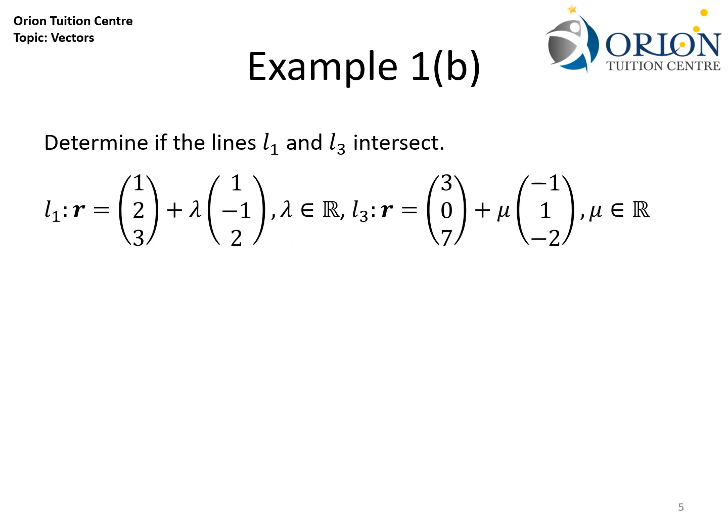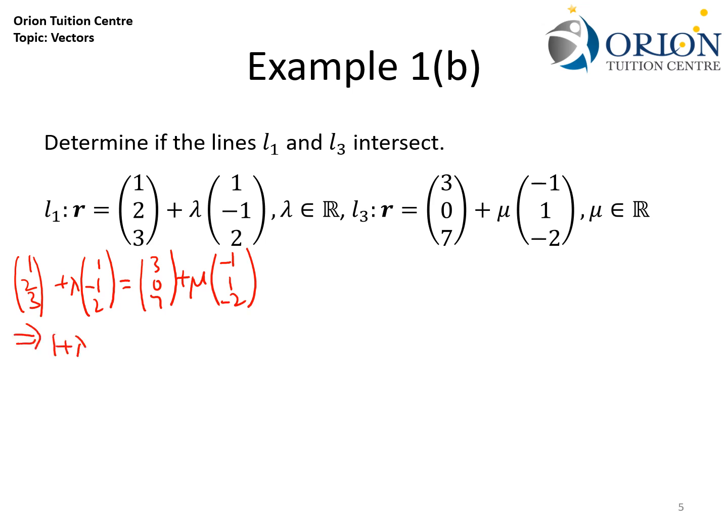In this example, we can also equate the equations of L1 and L3 together. (1, 2, 3) plus lambda (1, -1, 2) equals (3, 0, 7) plus mu (-1, 1, -2). And let's compare the three components and write down the three equations. You'll get 1 plus lambda equals 3 minus mu, 2 minus lambda equals mu, and 3 plus 2 lambda equals 7 minus 2 mu.